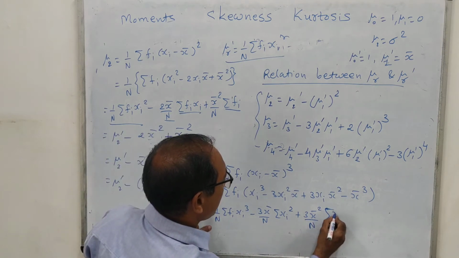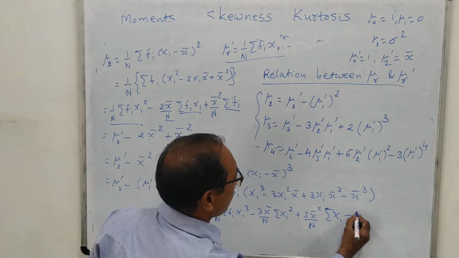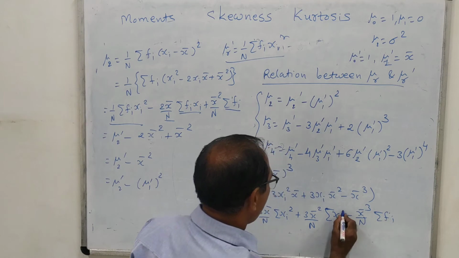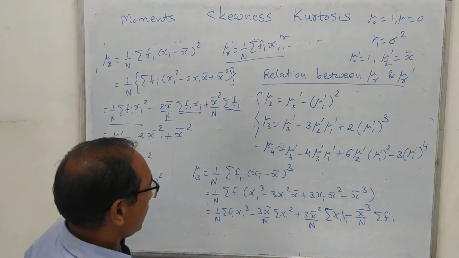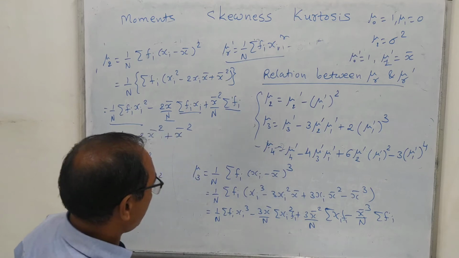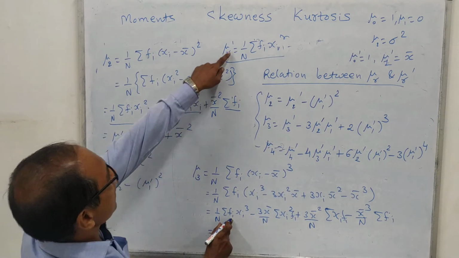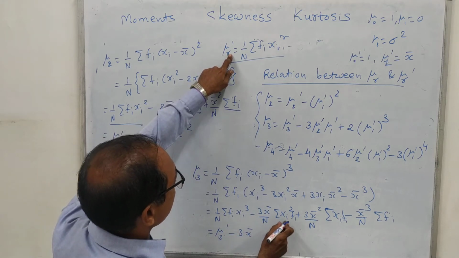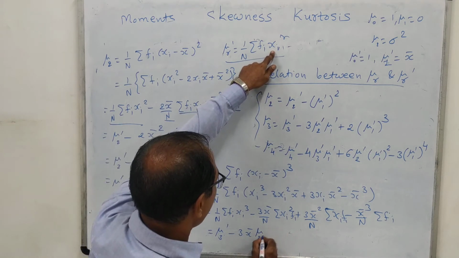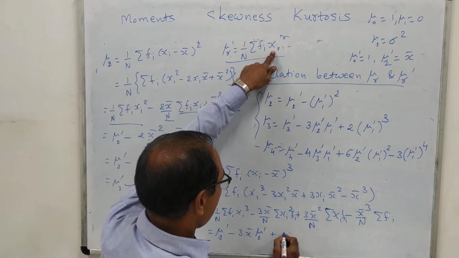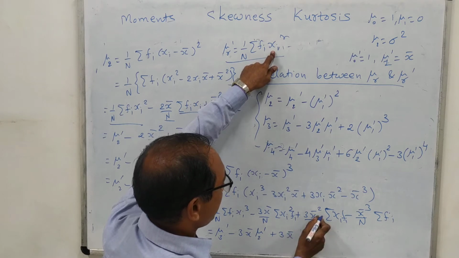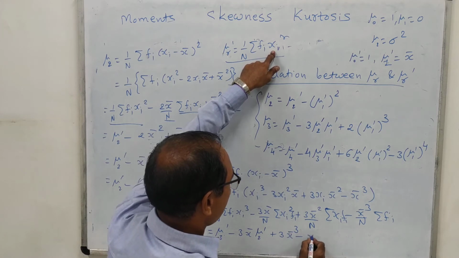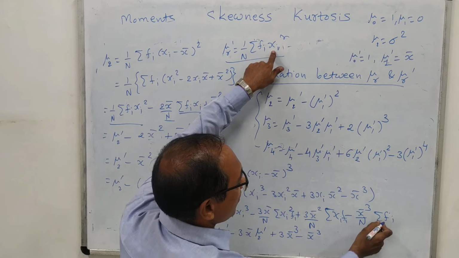So 1 upon n is here, this is sigma xi, xi will remain as it is. 3 x bar square is taken common, and x bar cube here again taken common. So 1 upon n into sigma fi, here fi into xi, fi is remaining to multiply with all this. So here is again fi. This is nothing but mu3 dash minus 3 x bar, 1 upon n sigma fi xi square, this is mu2 dash. Then 3 x bar square and sigma fi xi upon capital N is again x bar. So this is xi cube and this is x bar cube because sigma fi equal to capital N.